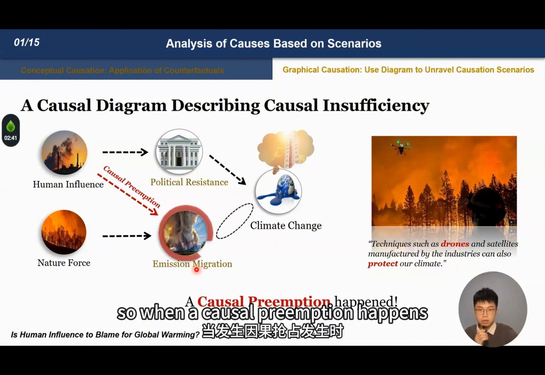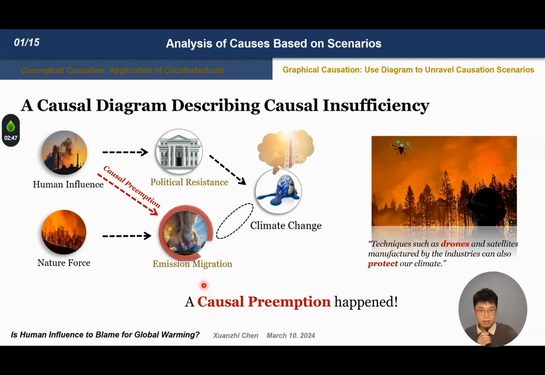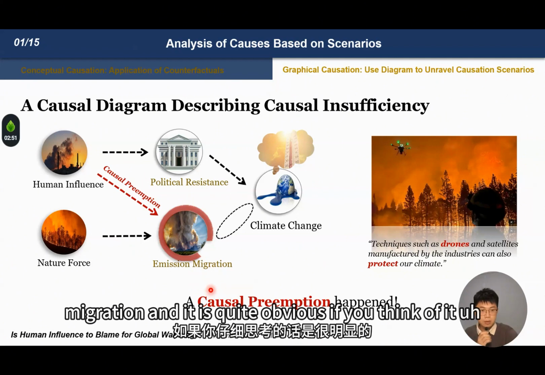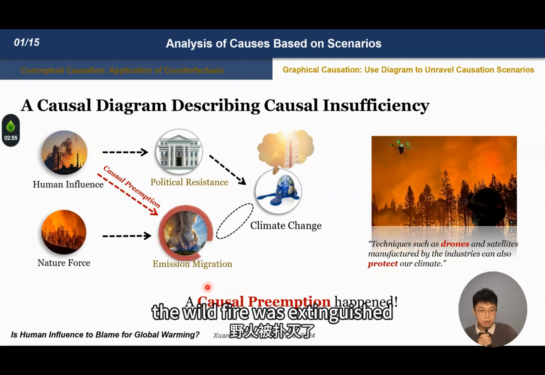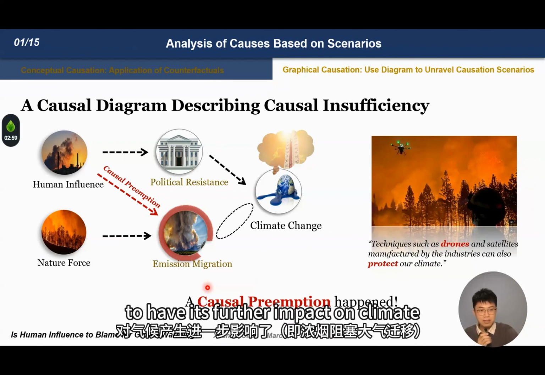When a causal preemption happens, the result is it will invalidate the causal effect from the emission migration. And this is quite obvious if you think of it. The wildfire was extinguished, so it literally doesn't have any power to have its further impact on climate.